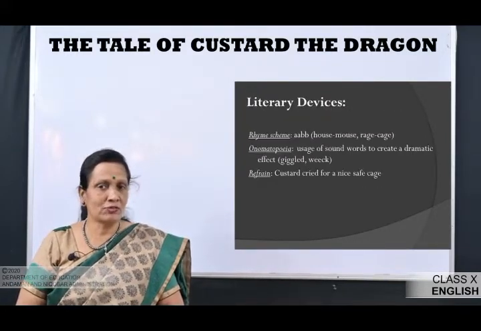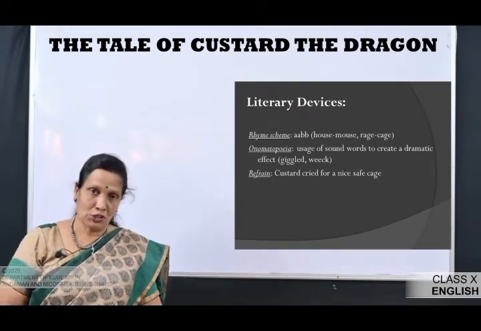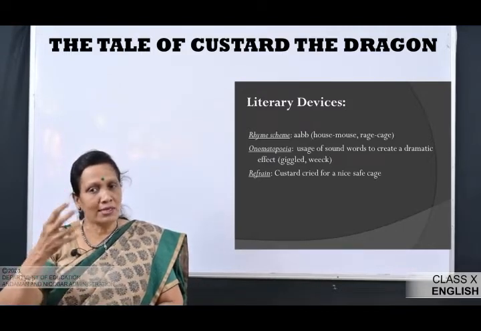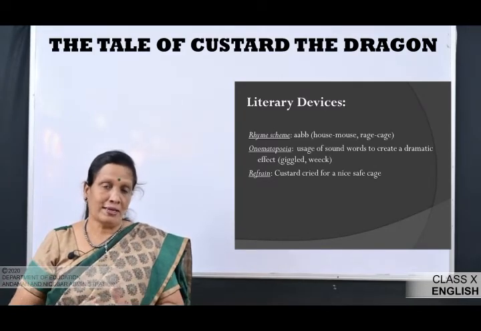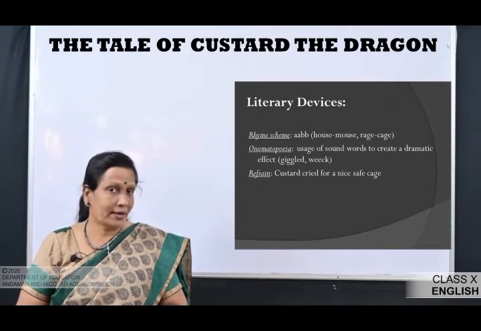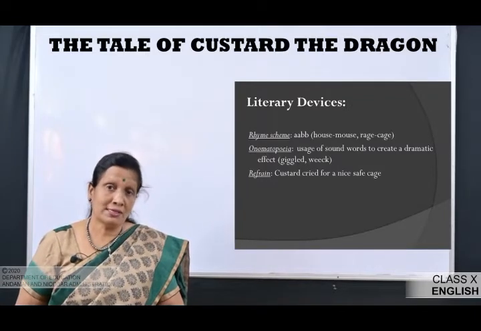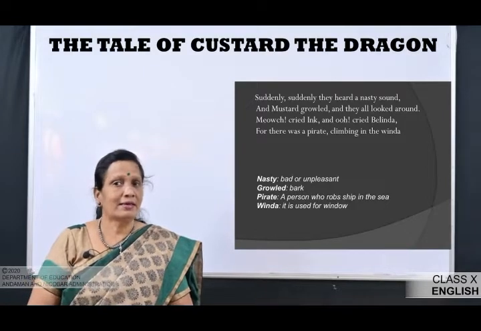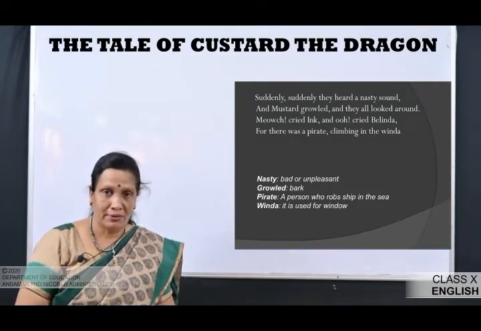The literary devices, rhyme scheme again, AABB, house, mouse, rage and cage. Onomatopoeia, it's the use of sound words to create a dramatic effect. Giggled and weak. Okay. Refrain, Custard cried for a nice, safe cage. So this line has been repeated. So it's a refrain. Suddenly they heard a nasty sound, and Mustard growled, and they all looked around.